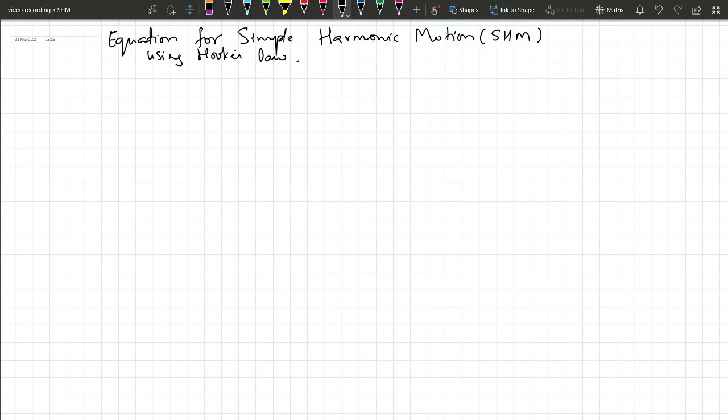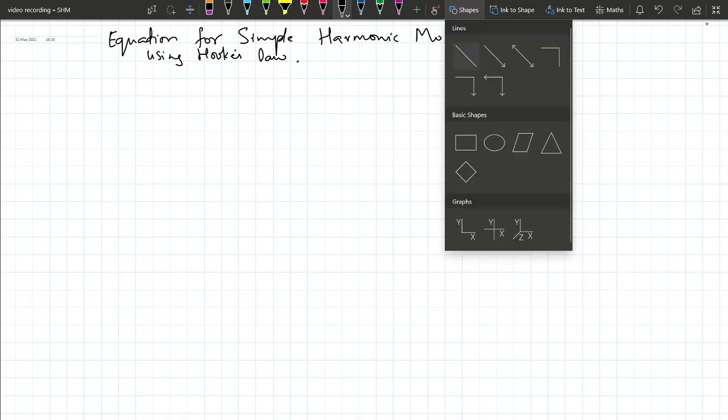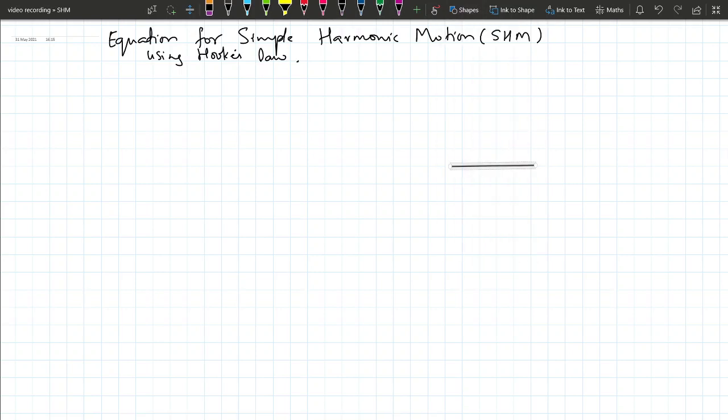For that, we have to consider a system which is executing simple harmonic motion. I have a simple system which is executing a simple harmonic motion. I have a mass which is moving in a linear manner. Okay, so this is the mass. I have a mass which is oscillating in a linear manner. So this is executing a simple harmonic motion.